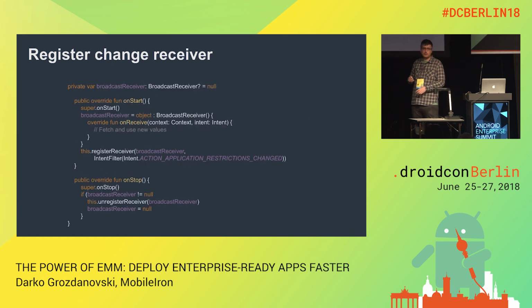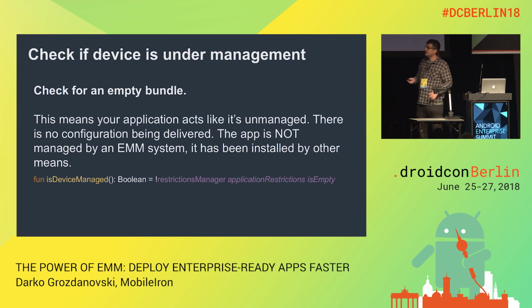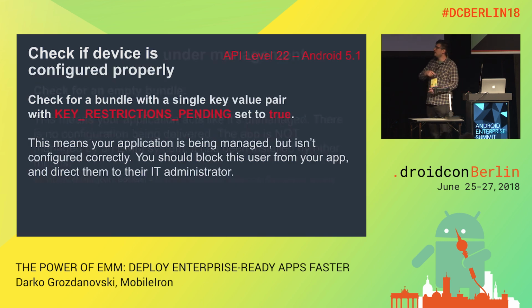This is how it would look. You have to register this in code, and this is the intent filter you have to use. Apart from that, it's all standard native Android APIs for registering and unregistering a broadcast receiver. I also suggest that you handle cases like what happens if your app is installed on an unmanaged device. So you want to check if a managed configuration is available, and you want to check if the configuration is actually delivered and configured properly in cases of a managed application.